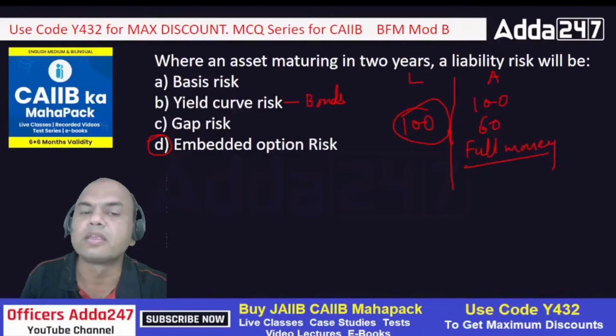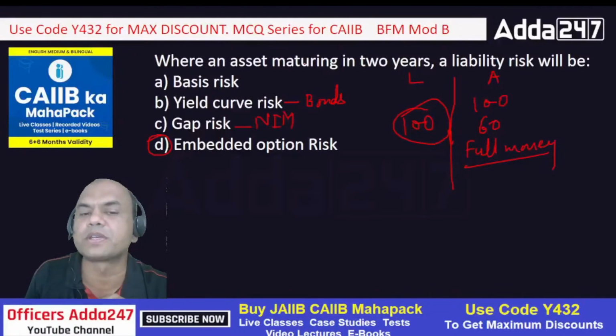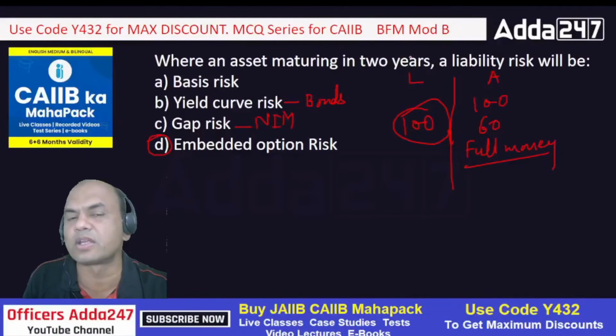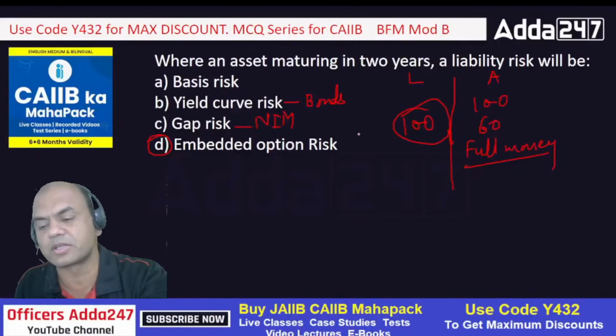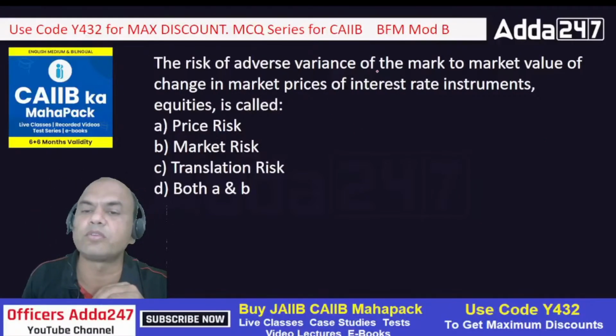Gap risk is mainly related to NIM, net interest margin. Whenever any asset is maturing in future, the main problem to the bank will be the embedded option risk.